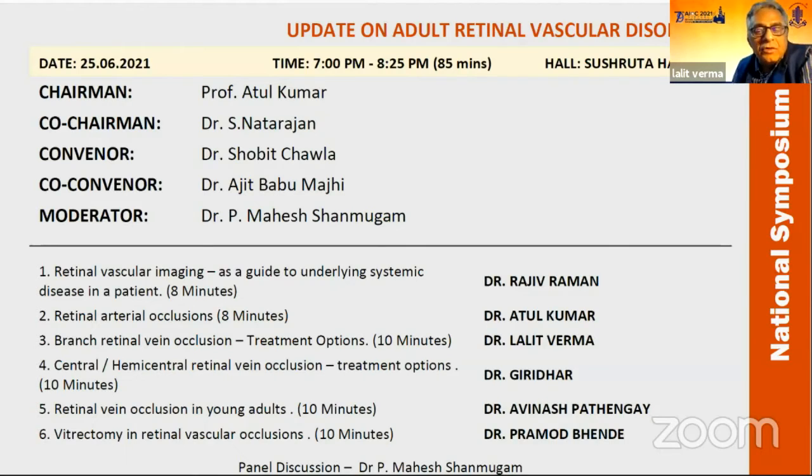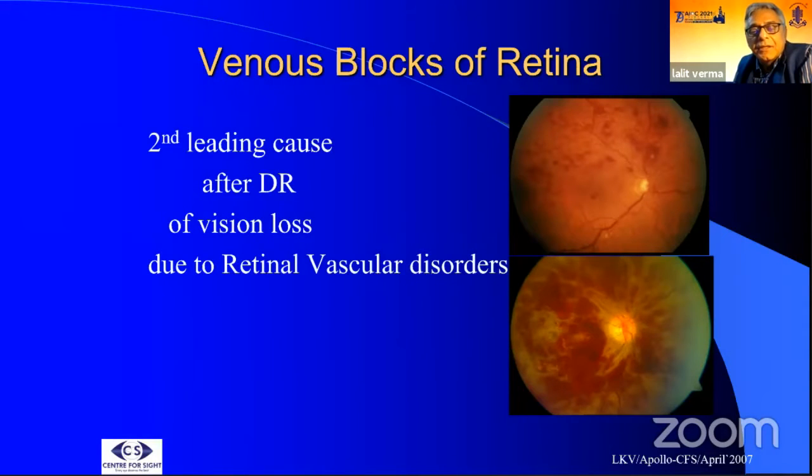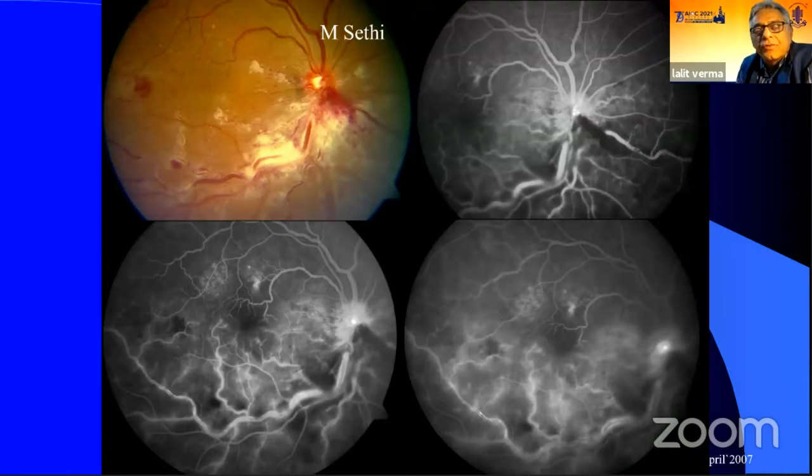So after these wonderful talks by all the pioneers, we come to the venous blocks. And vascular blocks are the second leading cause, we all understand, after diabetic retinopathy. Vascular blocks can be divided into those with the cause within the lumen, outside the lumen, or inside the wall. This is a patient who has a vascular block, but it is an inflammatory vascular block.